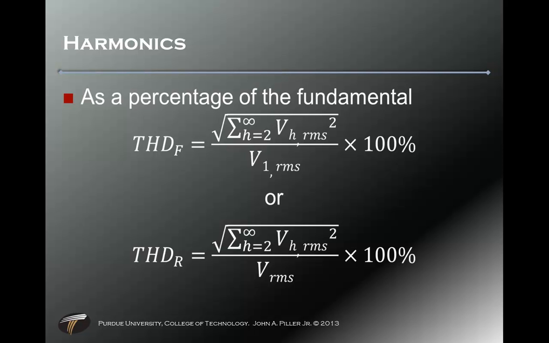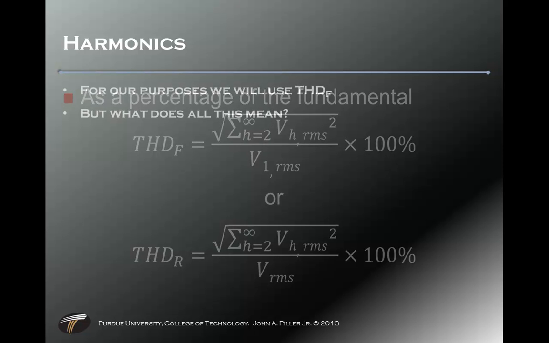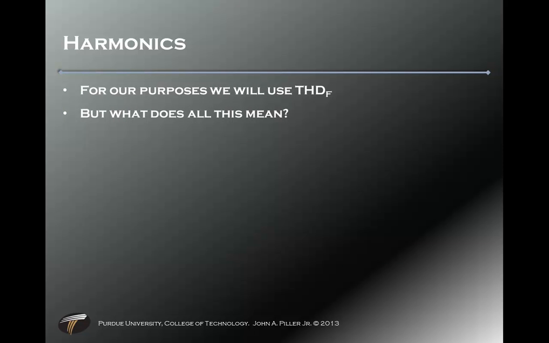The THDF, the total harmonic distortion relative to the fundamental, would be the sum of the harmonics divided by the fundamental itself times 100%. So it gives a percentage of harmonics versus the fundamental. The THDR would be the total harmonic distortion relative to the RMS value of the waveform, with the fundamental included in there. For our purposes, we're going to use the THDF.